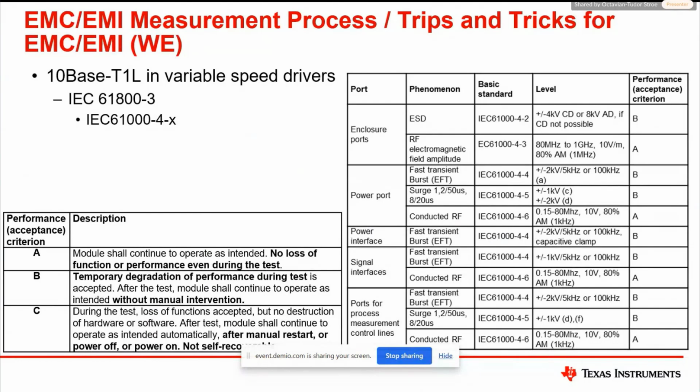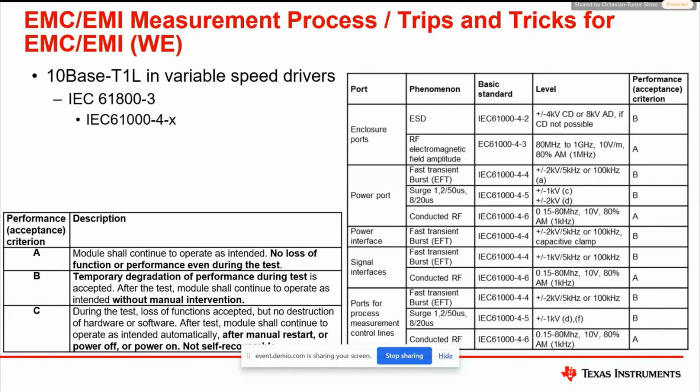And many system designs specify one or more of these tests listed within the IEC 61000-4-X specification to comply with, basically for reliability for the end customers. Also, there are 3 different performance or acceptance criterion levels for each individual test. So we have A, B, and C.